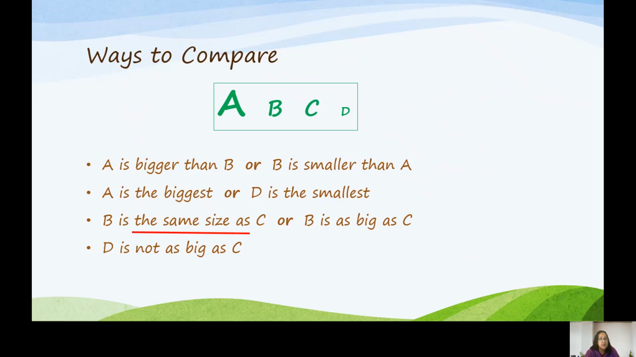So note the same size as. Here we've got the article the with same and then a noun followed by as. Whereas we've got as big as, we've got as with an adjective and as. And they both mean the same thing, just two different ways of saying it. Not as big as means that it's smaller. It's less than C. Okay.